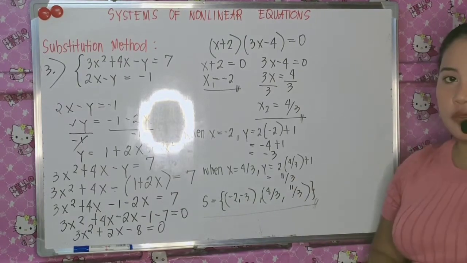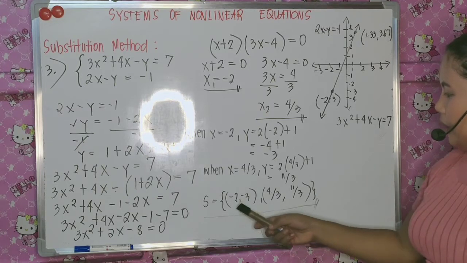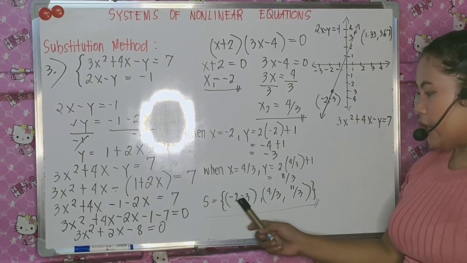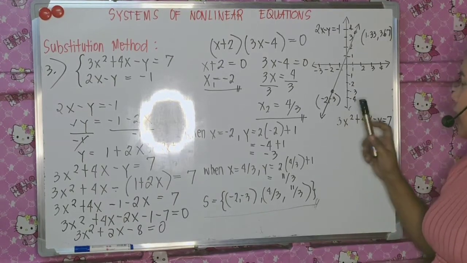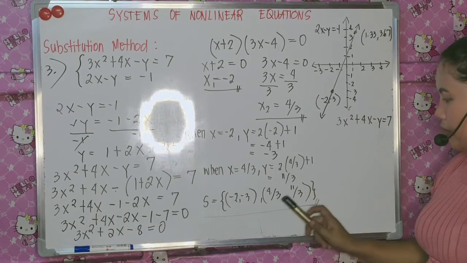So, now, i-graph na po natin siya. Okay? So, for the graph, plot the points. First, i-plot natin yung solution set natin or yung ordered pairs natin na negative 2, negative 3. So, mayroon dito siya located, from negative 2, then negative 3. So, dito po siya. Then, next is 4/3, then 11/3.